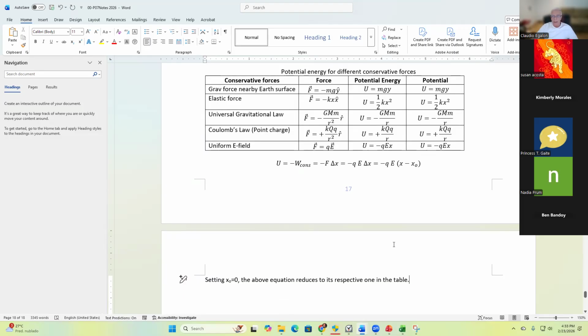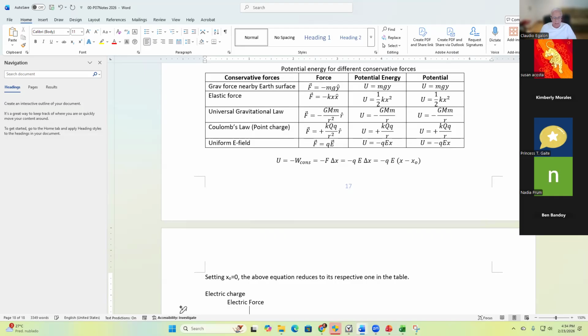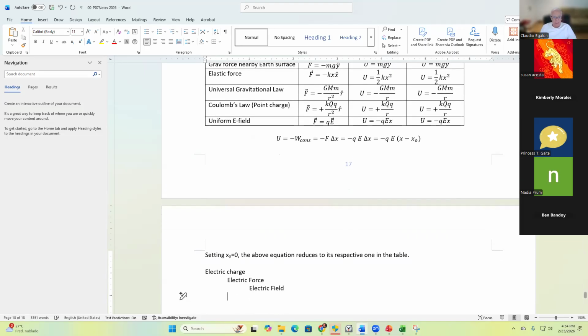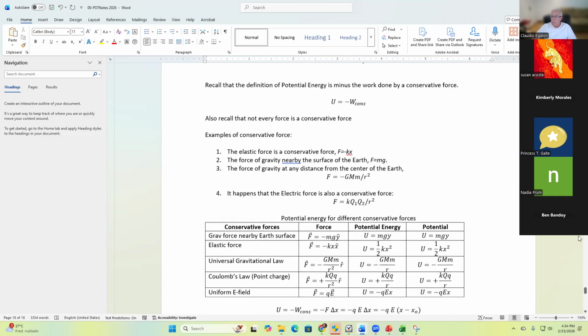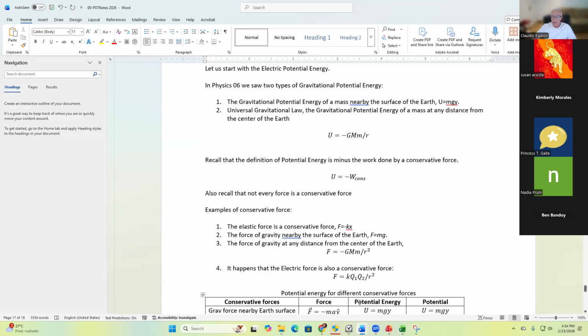That's a lot of things, right? And that's why I'm going to just remind you what we did so far. So here you go. We start with electric charge. I then introduced you to the electric force. And then I introduced you to the electric field. But in addition to the electric field, we also have the electric potential energy, that is right in here in this column.